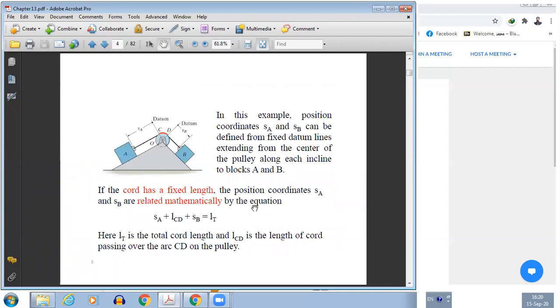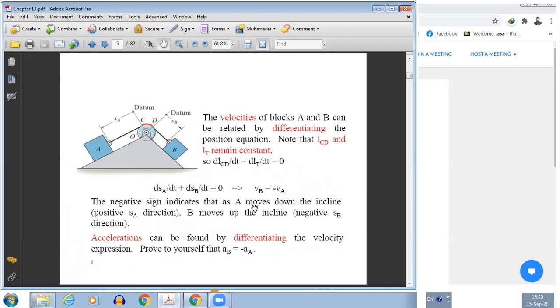Okay, there's the same thing written here. So VB equals negative VA.